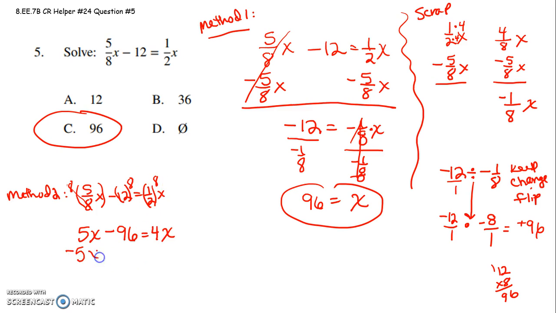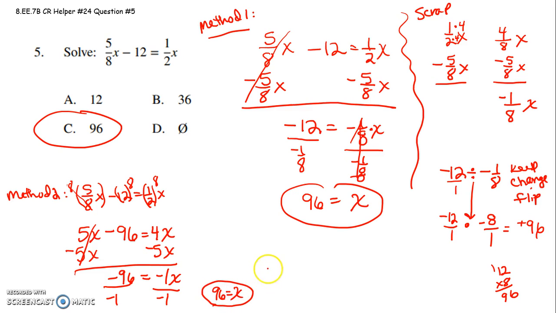So now again, I'll just move all my x's to the right-hand side of this equal sign. 5x minus 5x, bye-bye. Here I have negative 96. 4x minus 5x is negative 1x. Divide both sides by negative 1. Negative divided by a negative is a positive. 96 divided by 1 is 96 equals x. Either way, you come up with 96 equals x.